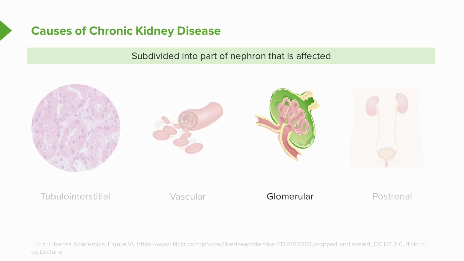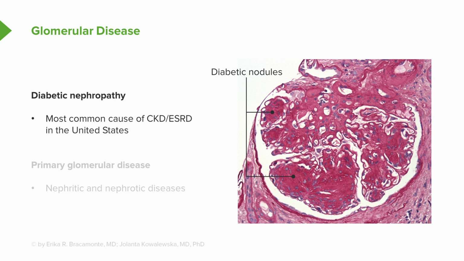So let's move on to our next part of the kidney, which is the glomerular part and glomerular diseases. The number one common disease in the glomerular compartment, and actually the most common cause of CKD and end-stage renal disease in the US, is diabetic nephropathy.